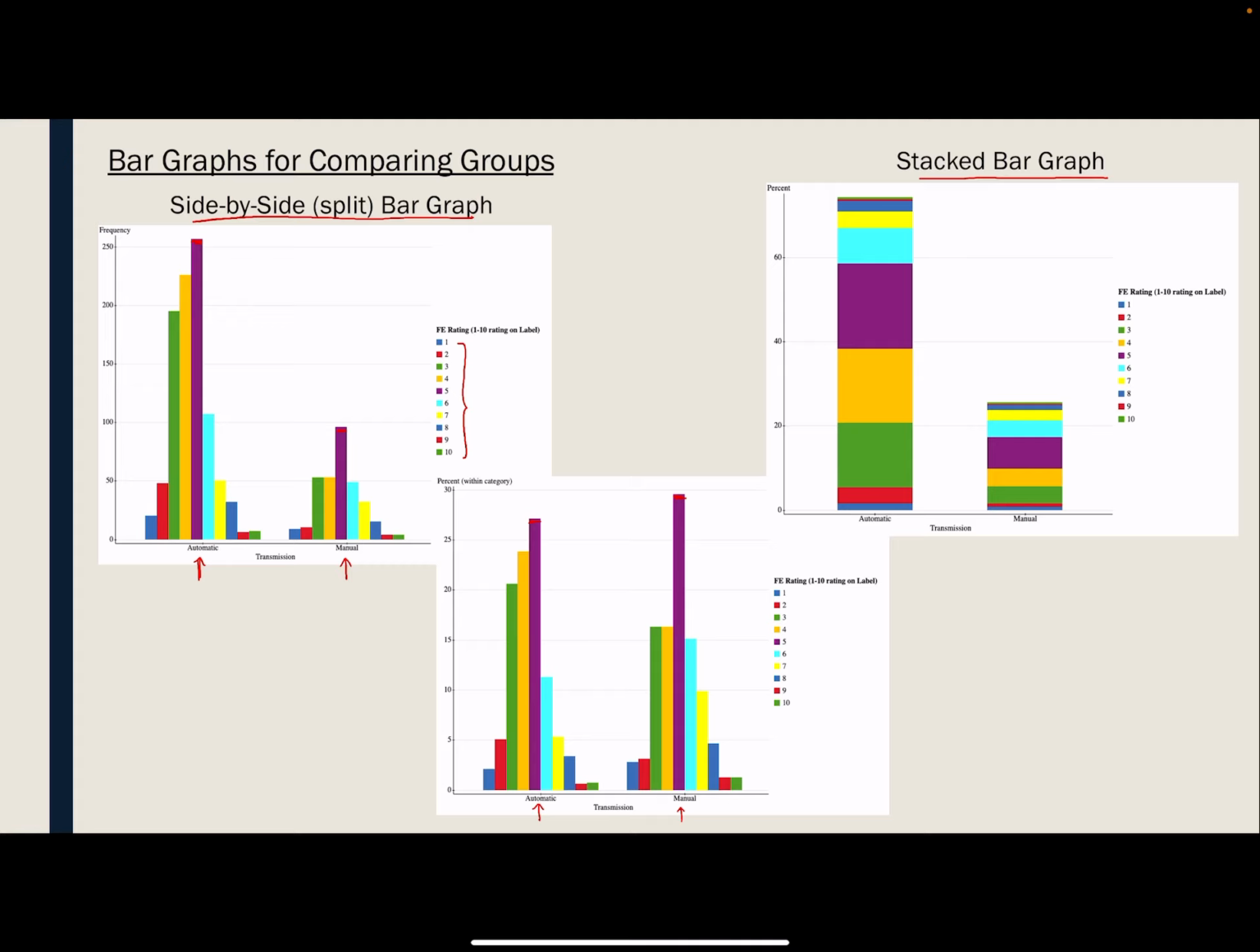The stacked bar graphs almost have to look at percentages. And so this works a little bit more like a pie chart, in that each proportion of this bar has to correlate with a proportion for each group. I find the stacked bar graphs a little bit harder to look at and compare.